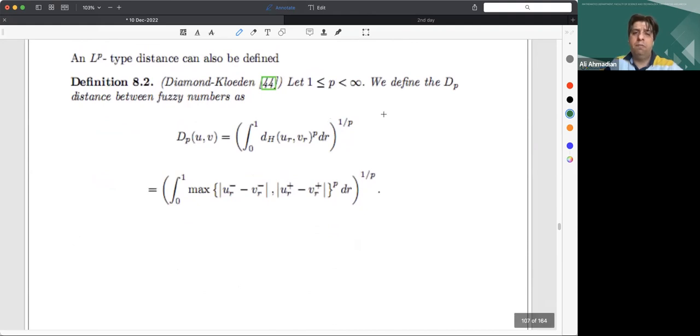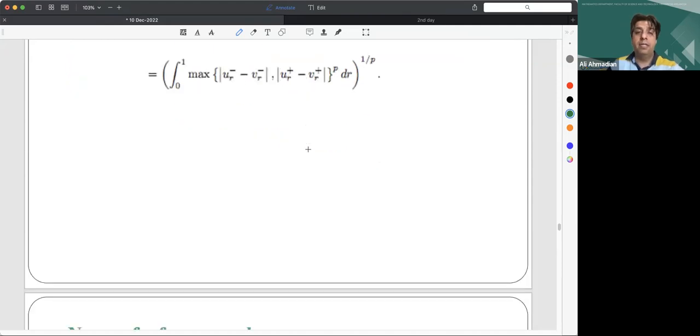And so we also have the Lp distance for fuzzy numbers, defined like in classical mathematics. We just replace it with dp, referring to the Lp distance. So it is the integration from 0 to 1 of the Hausdorff distance.